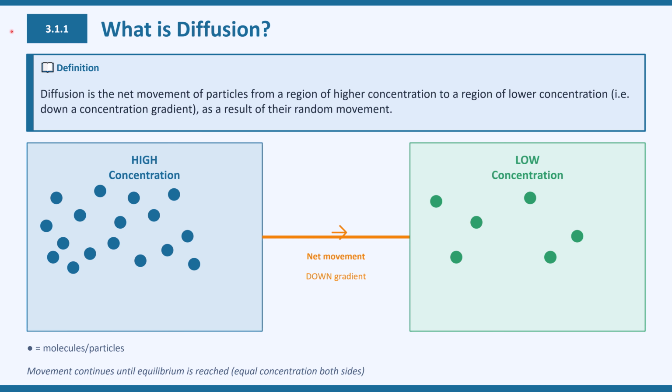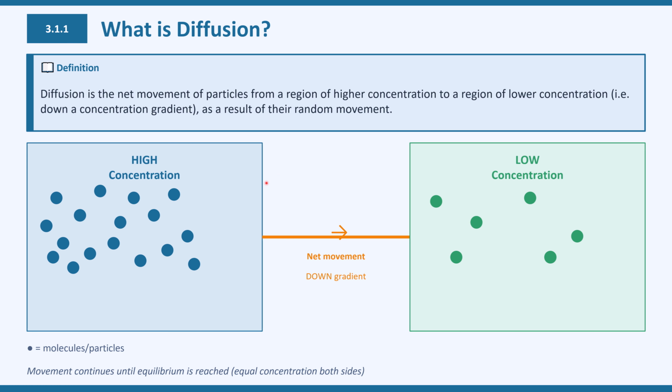For example, if you spray perfume in one corner of a room, after some time the smell spreads throughout the room. This is because the perfume particles move from the area where they are more concentrated, near the spray, to the area where they are less concentrated. Another simple example is in plants: carbon dioxide diffuses from the air, which is higher concentration, into the leaves, which is low concentration, during photosynthesis.